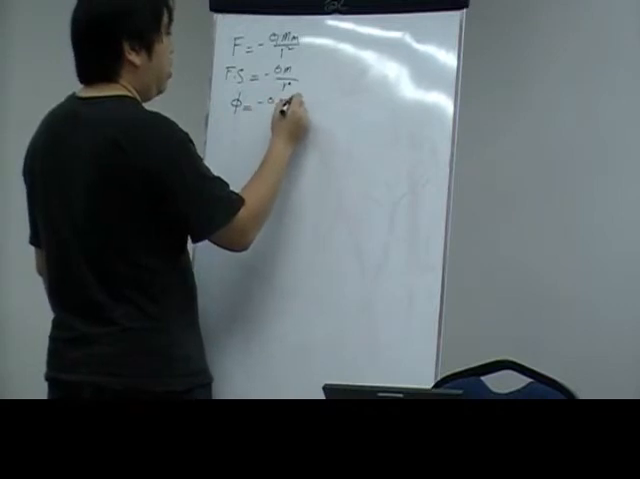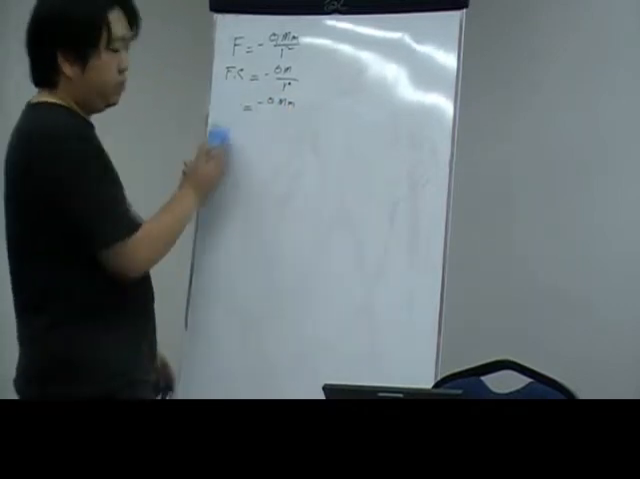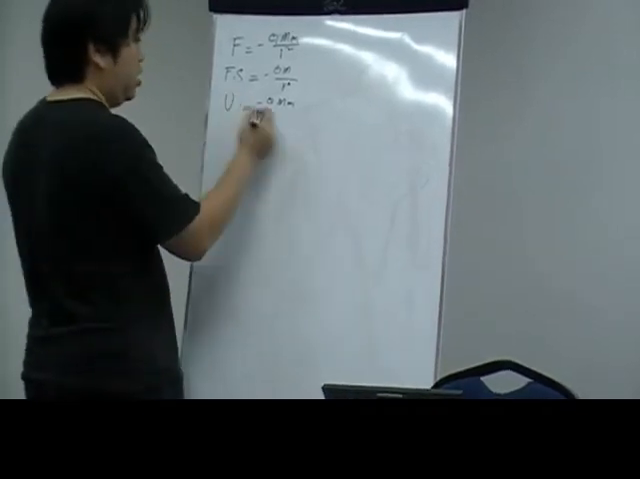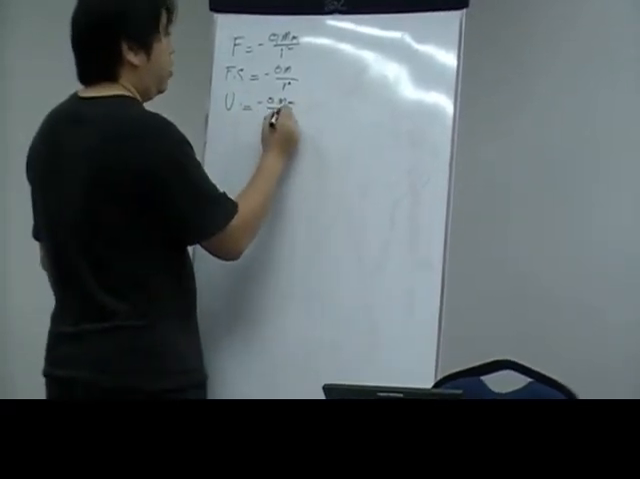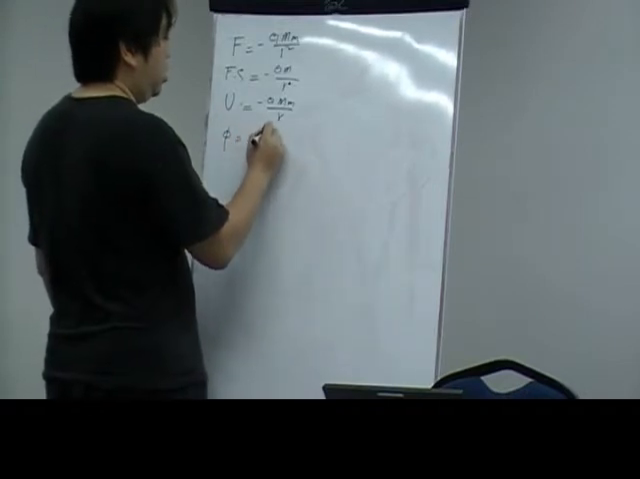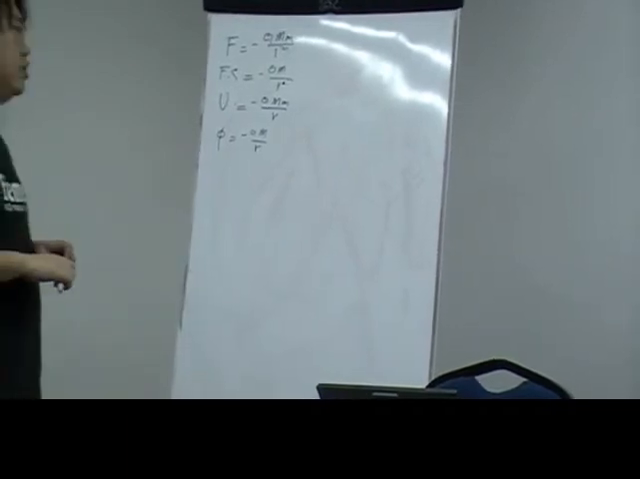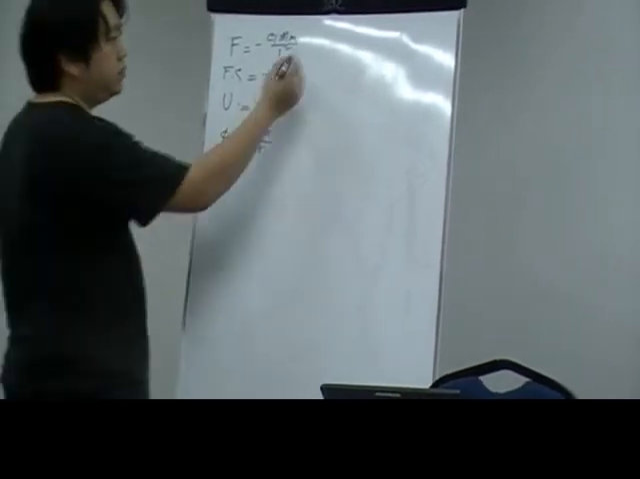Things get more complicated if they are not simple. The fourth one is potential energy, which is minus G M m over r. Right, four things. Now the first thing is, what's the meaning of minus?